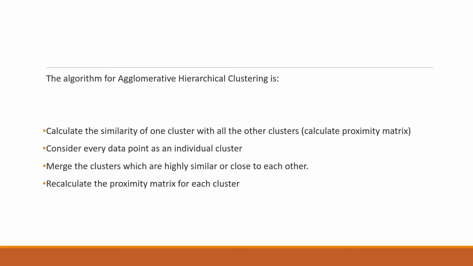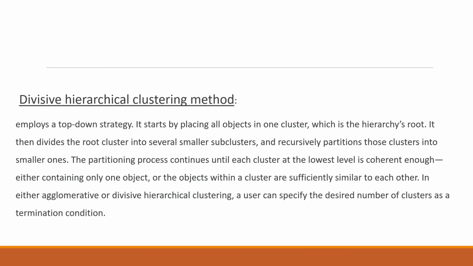The algorithm for agglomerative clustering is: first calculate the similarity of one cluster with all other clusters, then consider every data point as an individual cluster, merge the clusters which are highly similar or close, and then recalculate the proximity matrix of each cluster. Second, divisive hierarchical clustering method.